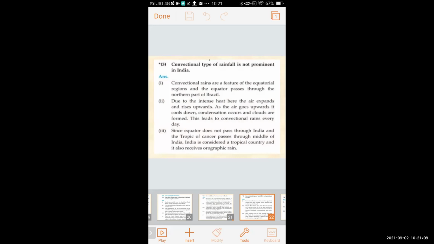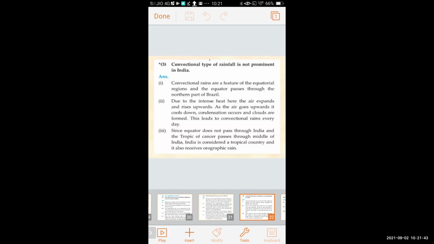Next, give reason: convectional type of rainfall is not prominent in India. Convectional rainfall is not prominent in India because convectional rains are a feature of the equatorial region, and the equator passes through the northern part of Brazil.